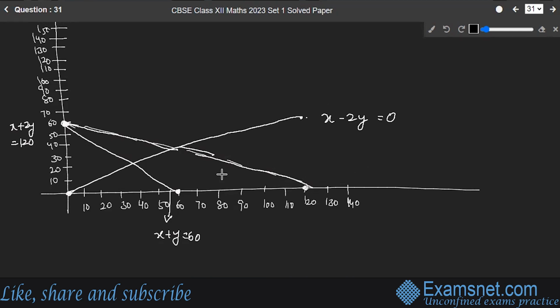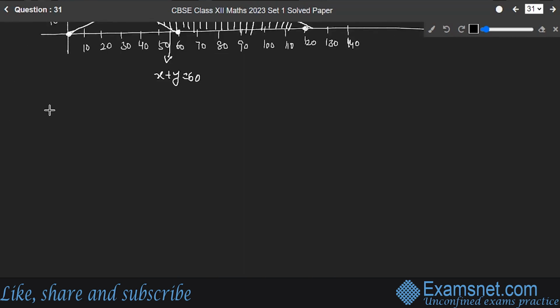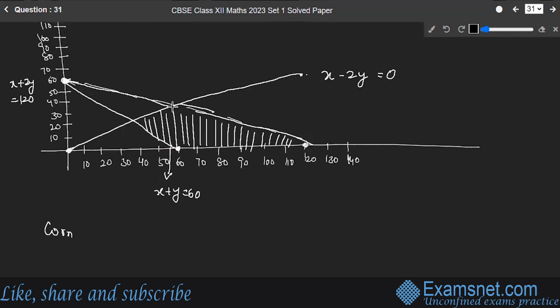Fine. So we got the region. This is one. All right. So now the corner points, let's mark the corner points first. This point is one of the corner points. Let's say this is 60 and 30. When you see, this comes out to be 60 and 30. My markings are not precise because I'm not using graph paper.